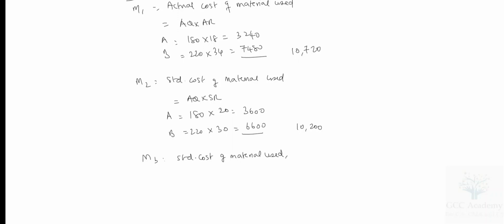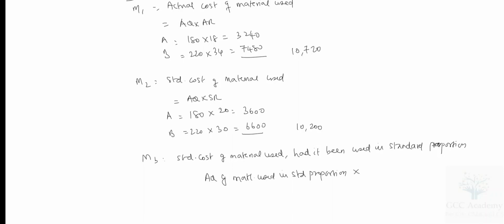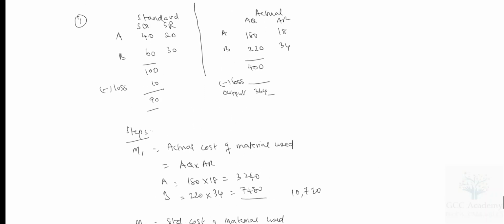Material used, had it been used in standard proportion. So very important step, I'll explain this. Actual quantity of material used in standard ratio or standard proportion into standard rate. So what is the actual input? Actual input is 400. Carefully understand.